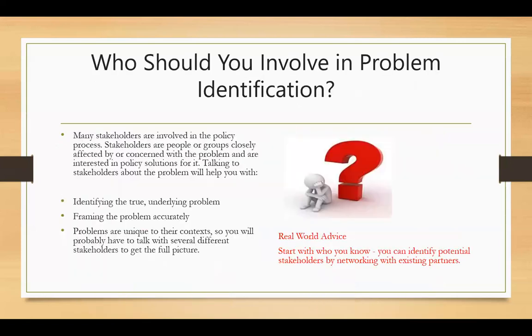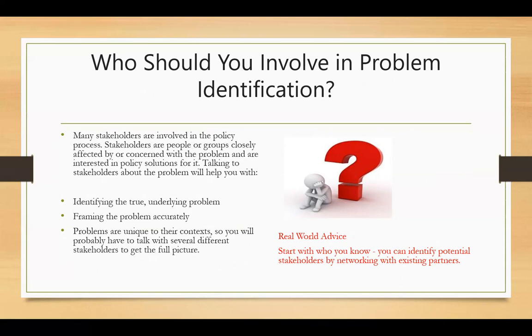Who should you involve in problem identification? Real world advice before you get started with this: start with who you know. Okay? You can identify potential stakeholders by networking with your existing partners. A lot of times, if you're going to be a chief officer of an agency and you're having to make some policy changes, first of all, you're probably going to ask your own command staff.